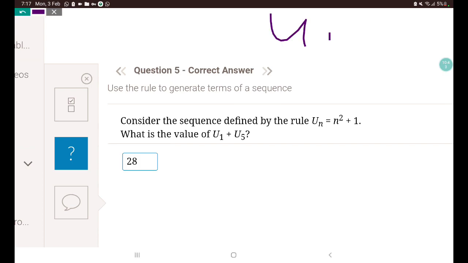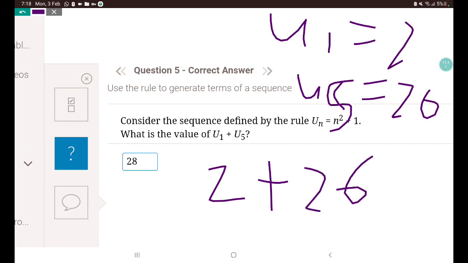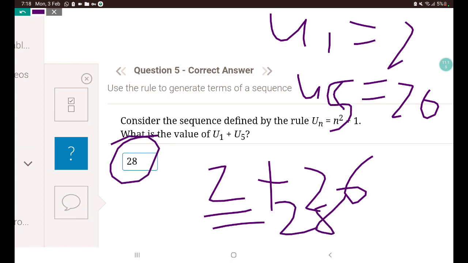Now that we know u1 is equal to 2 and u5 is equal to 26, they said just add them here. You do 2 plus, follow the same order. Don't just do 26 plus 2. Even though it will give you the same answer, you know, imagine doing 2 minus 4 when it's supposed to be 4 minus 2. You'll get the wrong answer. So you'll do 2 plus 26, which is u5. You will get the answer to be 28, as you can see over here. Next question.